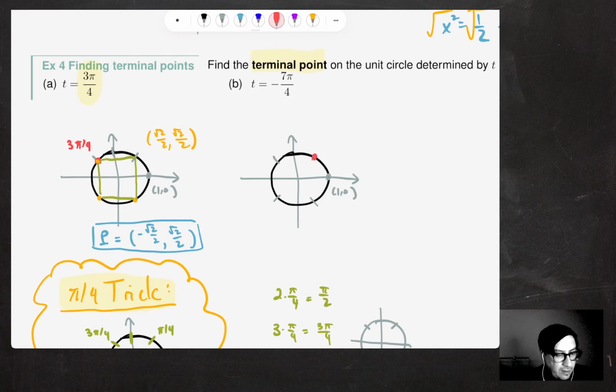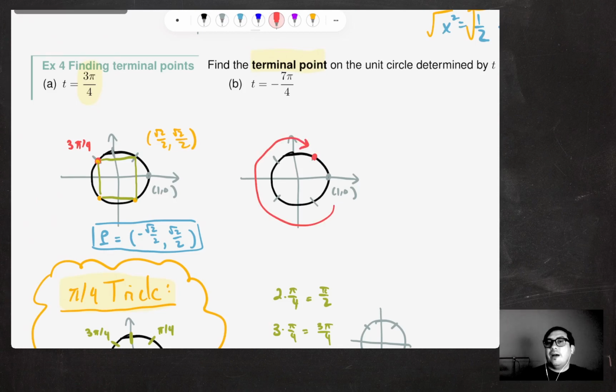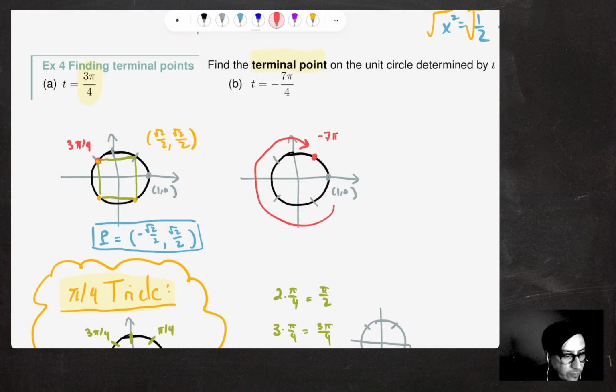We went this way, but check that we basically counted 7 whiskers of pi over 4. 1, 2, 3, 4, 5, 6, 7. Remember to count the axes because those are at pi over 4s as well. All right, so that's where we land if we do negative 7 pi over 4.